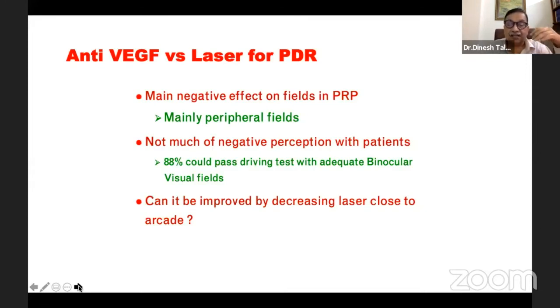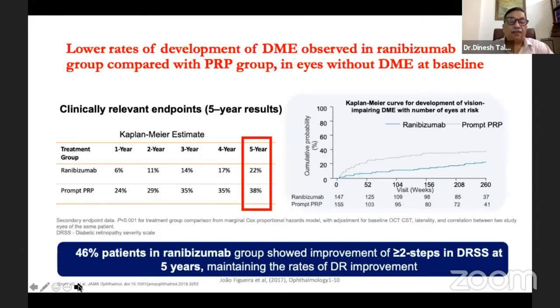However, even this, there's actually been a study from the UK which said 88% of patients who had a PRP could pass the driving test with adequate binocular vision fields. So it's not such a big issue either. The main difference, it seems, is in the lower rates of development of DME in the ranibizumab group compared to PRP in eyes which had no DME at baseline. And you can see that the difference is 22% versus 38% even at 5 years.